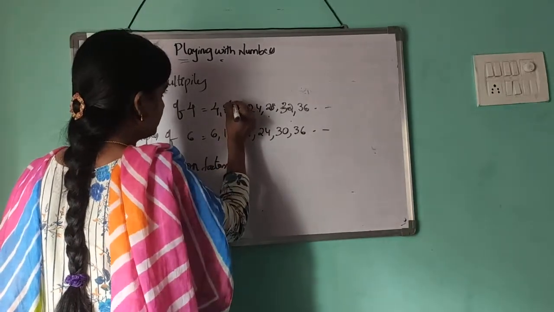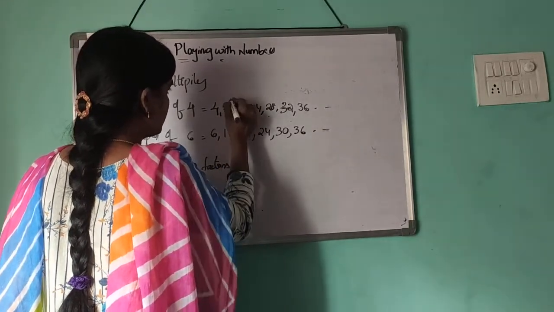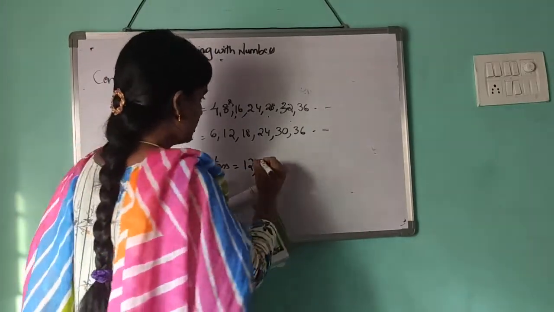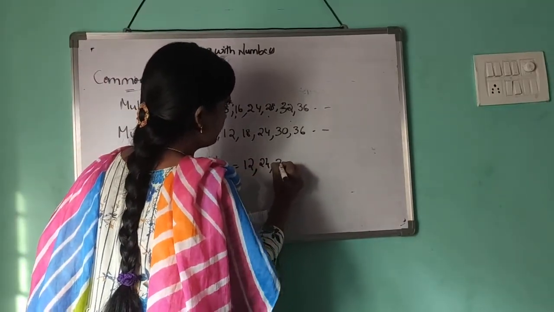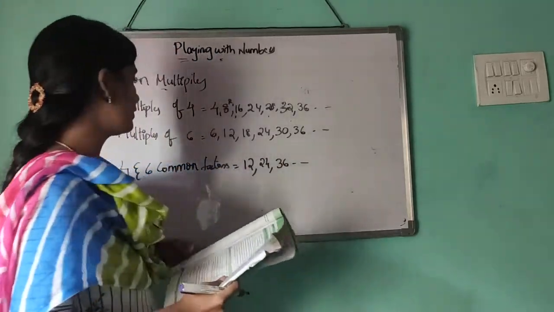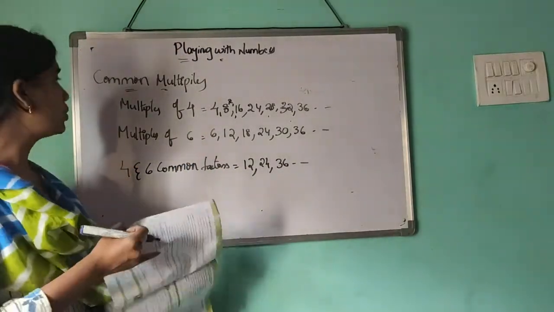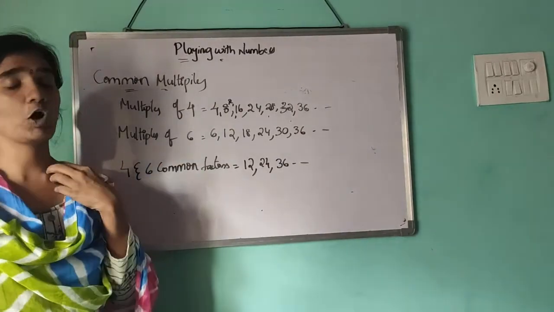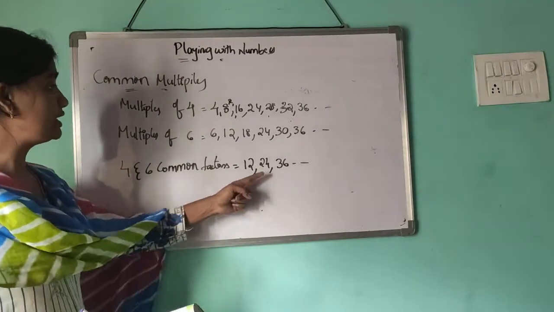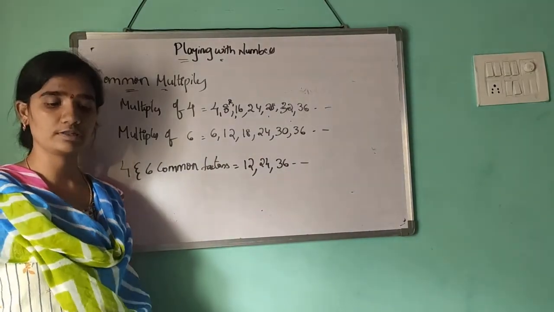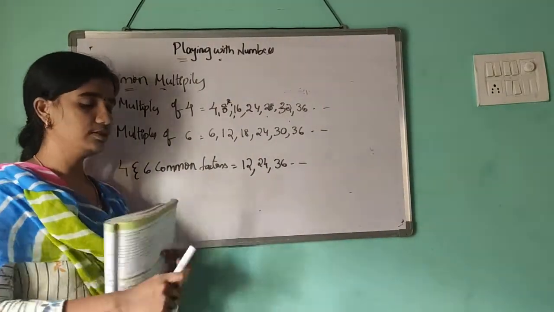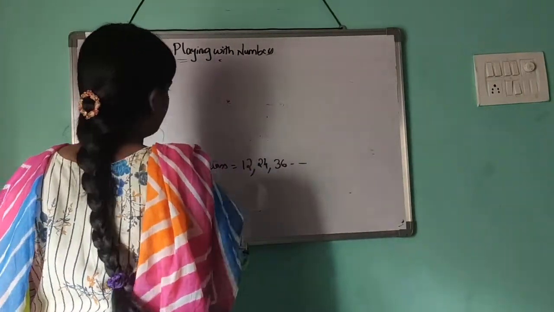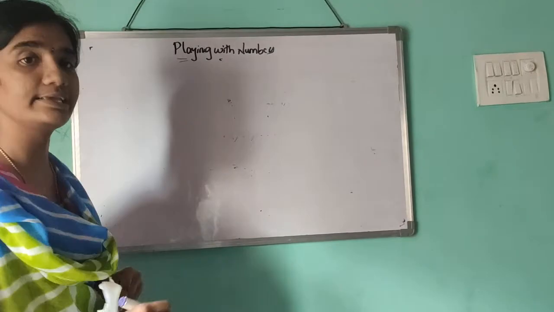The common multiples are 12, 24, 36. Among these two multiples of 4 and 6, the common ones are 12, 24, 36 and so on. These are the common multiples. Let's check the next one, coming to LCM.